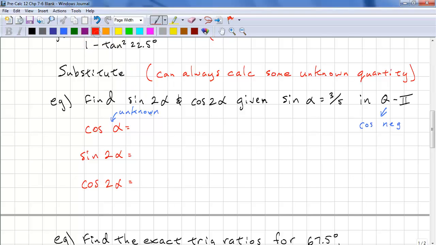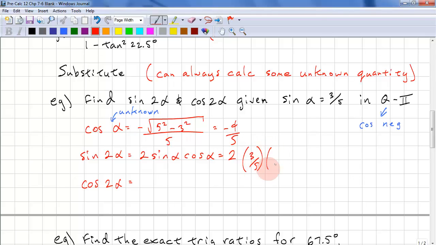Okay, so we have minus the square root of the radius 5 minus the side squared, all over 5. So this is minus 4 over 5. So sine 2 alpha is 2 sine alpha cos alpha. That is 2 times 3 over 5, negative 4 over 5. And there's nothing to cancel out, so we have negative 24 over 25.